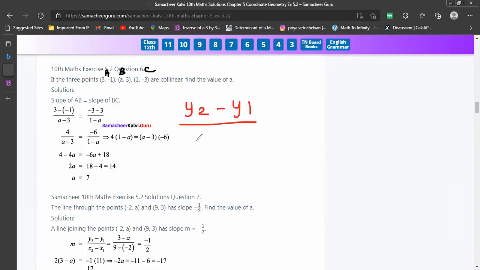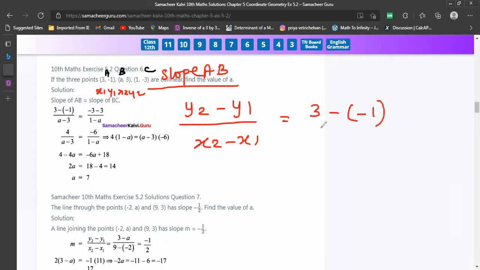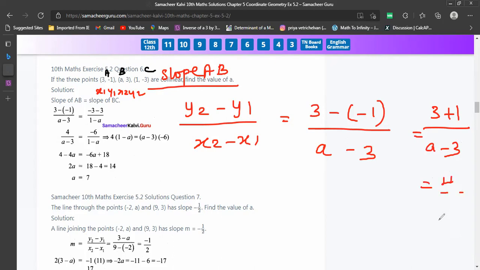It's the y2 minus y1 upon x2 minus x1 formula. Let's find the slope of AB first. So this is going to be your x1, y1. Next point is going to be your x2 and y2. So y2 is 3, y1 is minus 1, all divided by x2 minus x1. 3 minus of minus 1, which is plus 1, upon a minus 3. So that would give you the result as 4 upon a minus 3.